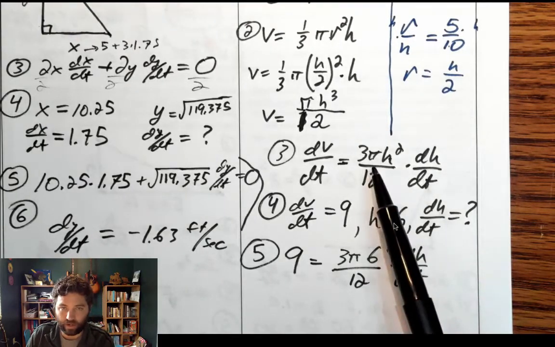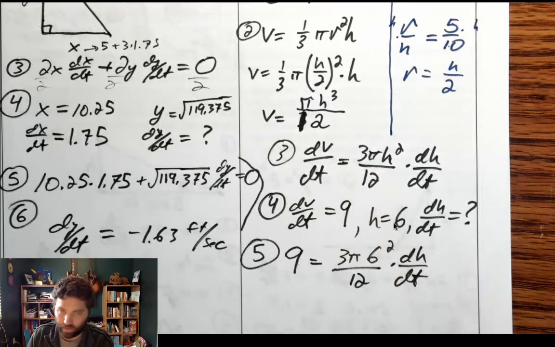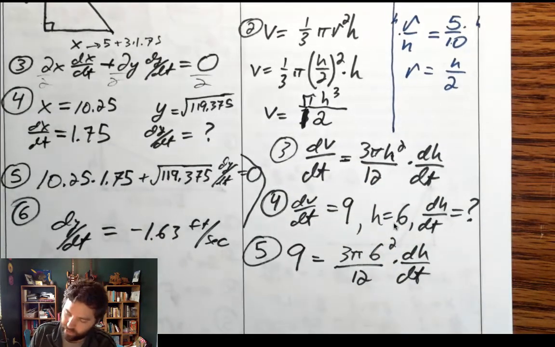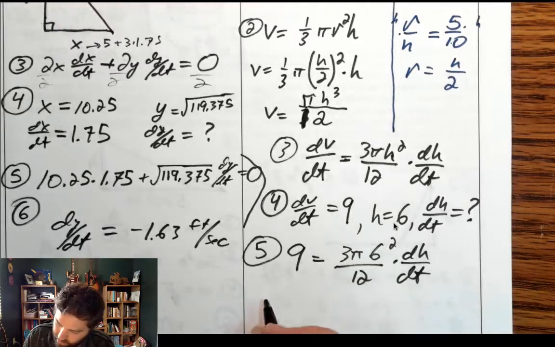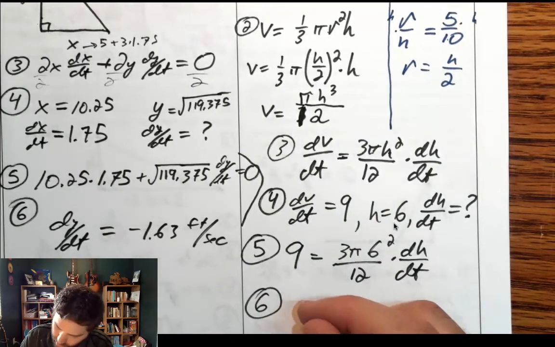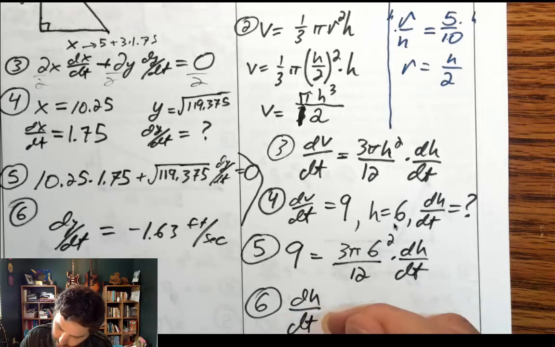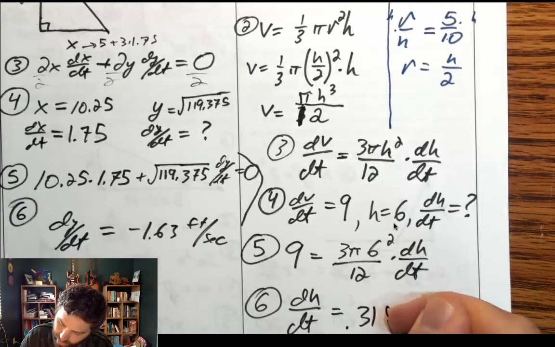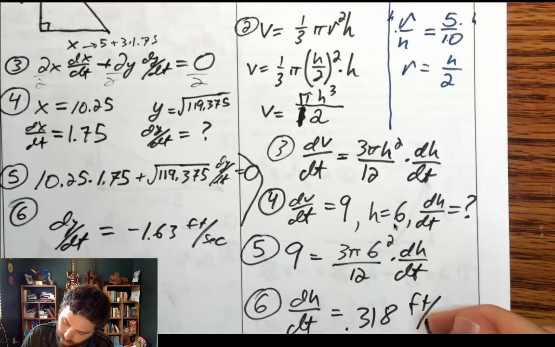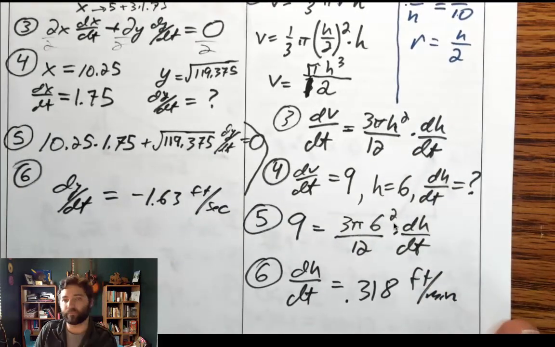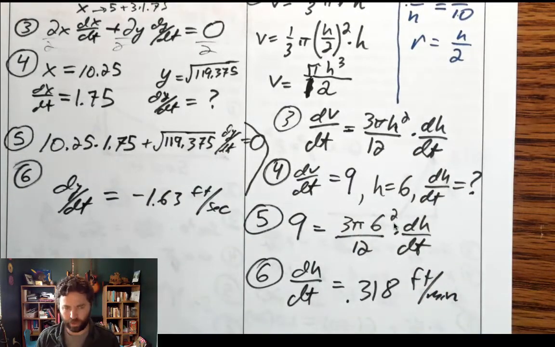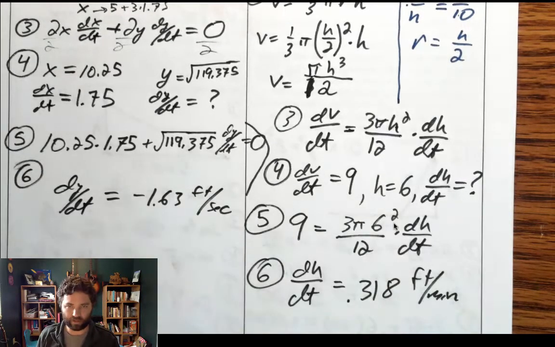Now, you could right here, 3 over 12 ends up being just 1/4, so you could simplify that even further at step 3. All right, so once you solve this out, for step 6, you end up with dH/dt equals 0.318, and that is feet per minute. Okay. Again, units are important here. Make sure that you pay attention to the units, that will matter on the quiz. And also double check that you can do the math to get to this number.